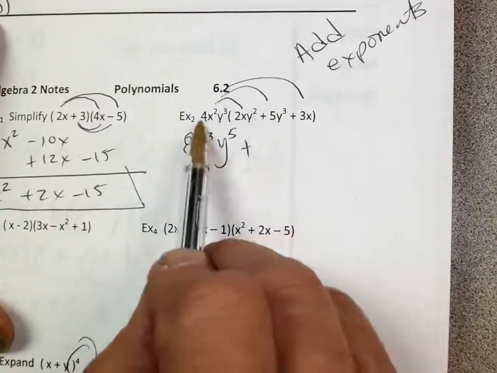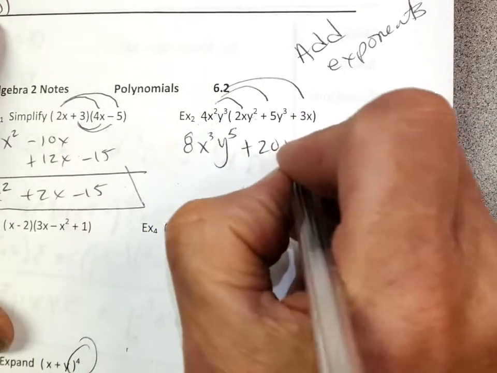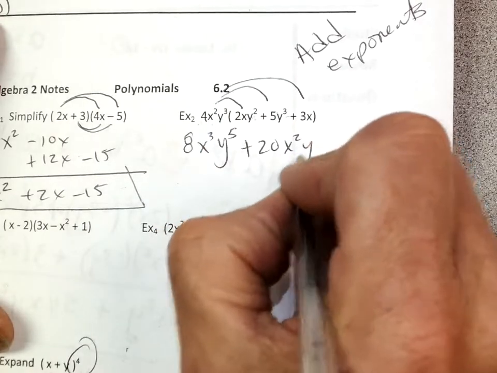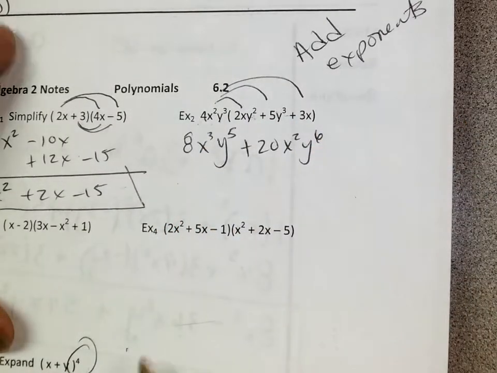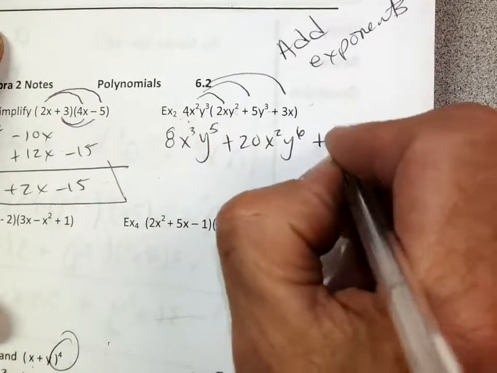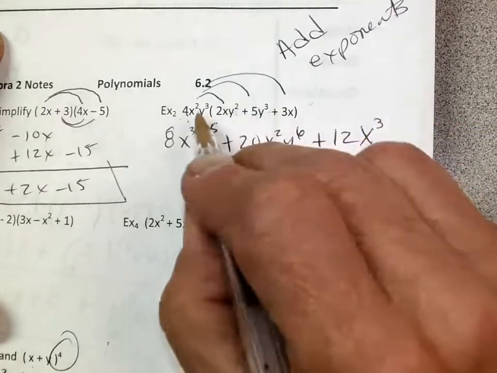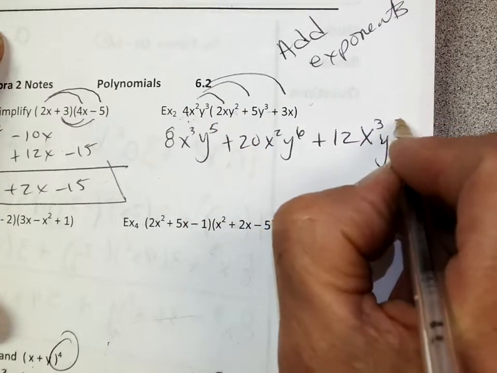Plus 20x squared y to the sixth, right? Plus 12x to the third y to the third.